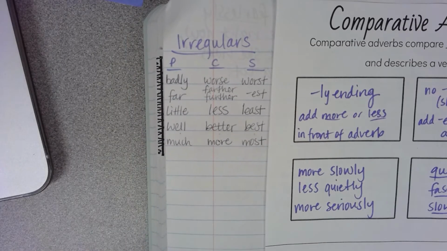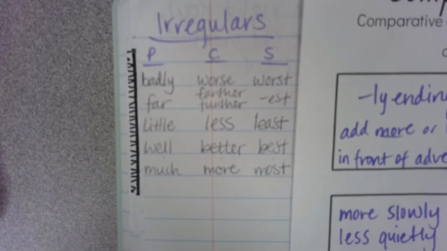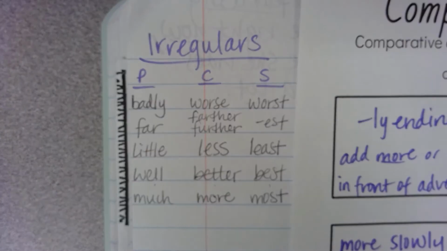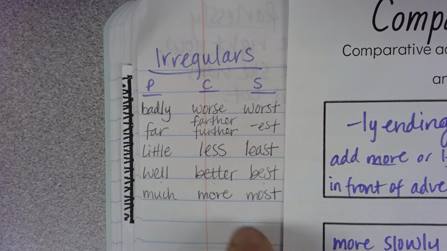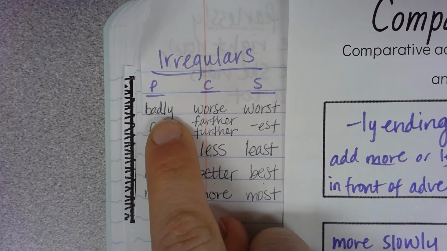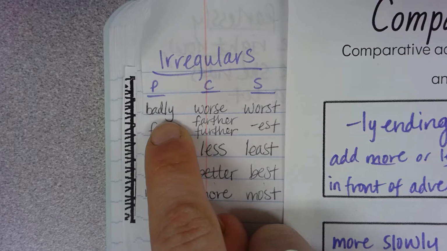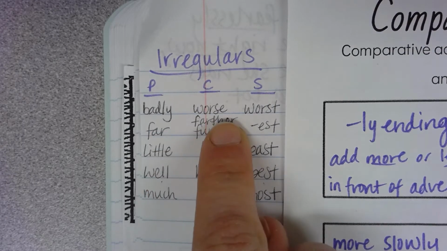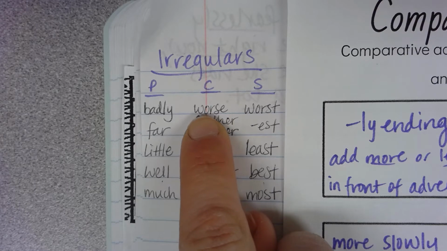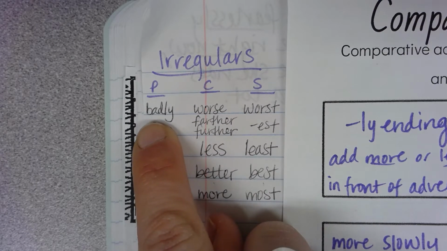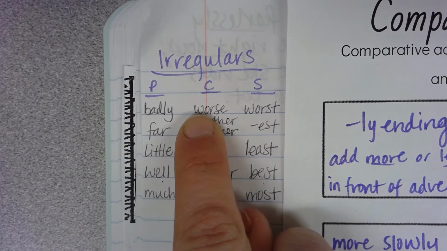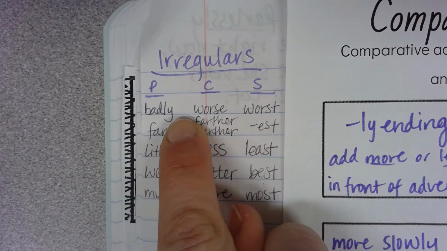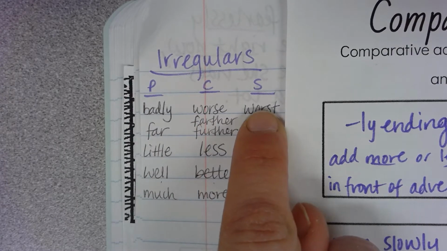So here are some irregular comparative and superlative adverbs. Let me adjust this quickly. That don't follow the ly, no ly endings, or they don't follow these rules here. So if you have the word badly, you're going, all right, ly ending, more badly, most badly. But this actually changes to worse. So let's say they messed up badly, but they messed up worse than the other person. We wouldn't say more badly than the other or most badly. It changes from badly to worse to worst.